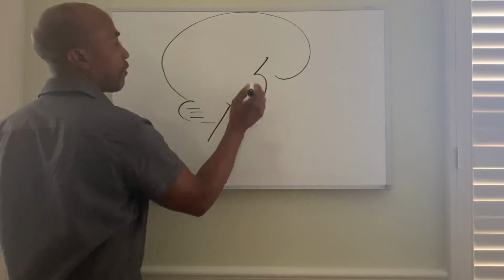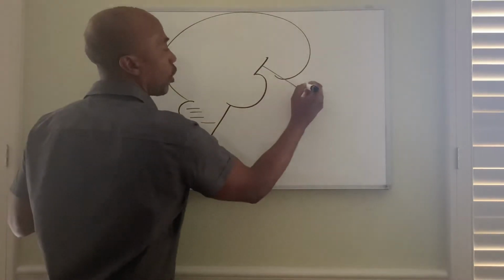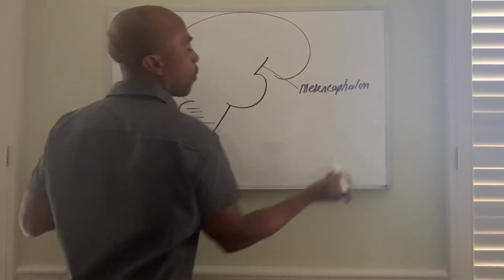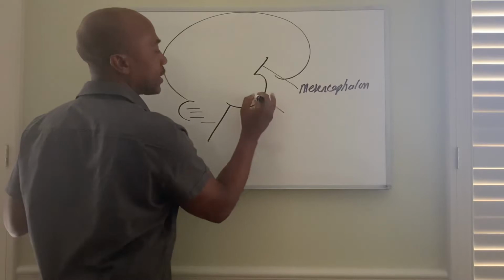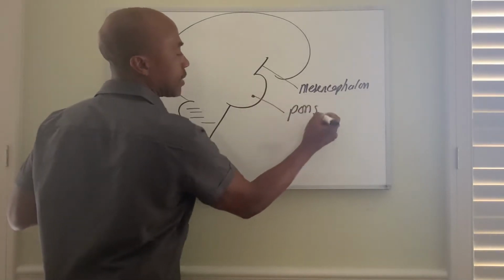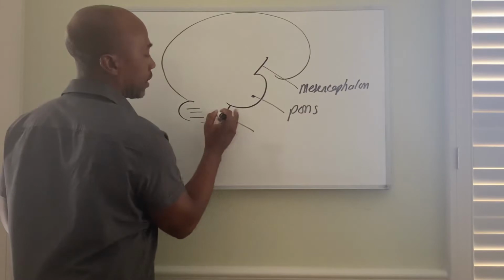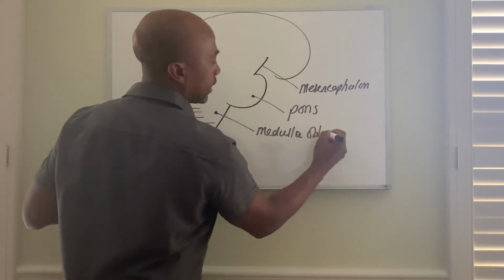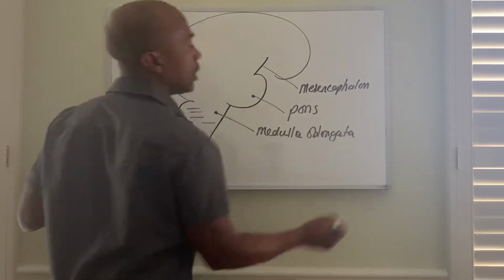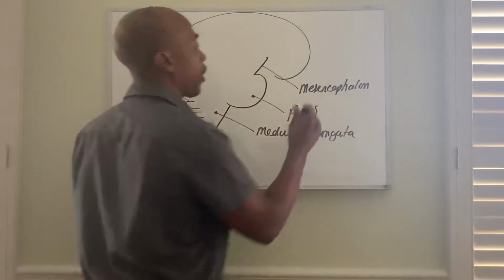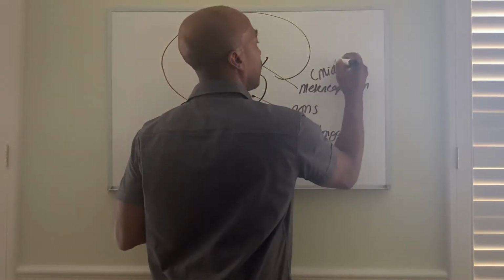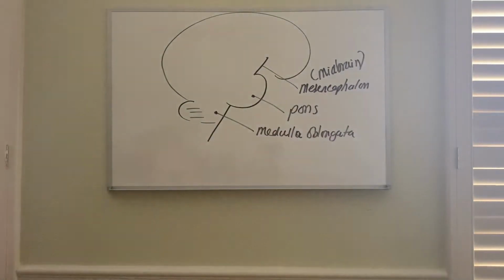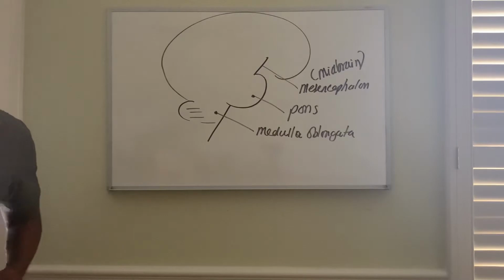So in the brainstem, you have three parts. This part here, we call your mesencephalon, or midbrain. This part is called your pons. And this part is called your medulla oblongata. So those are the three parts to your brainstem. The mesencephalon, also called the midbrain, your pons and the medulla oblongata. So let's look at these parts and see what they're good for.